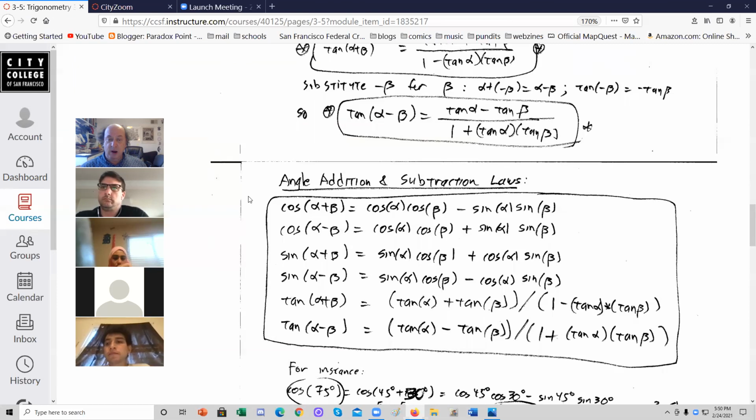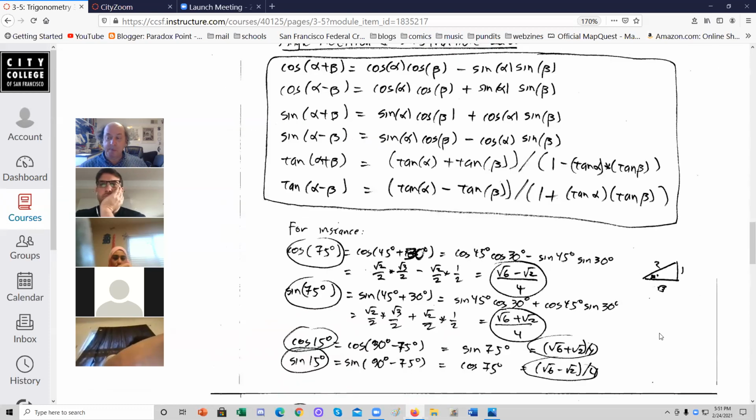So here are the angle addition and subtraction rules. Cosine of a sum is cos cos minus sine sine. Cosine of a difference is cosine cosine plus sine sine. Sine of a sum is sine cosine plus cosine sine. And sine of a difference is sine cosine minus cosine sine. Tangent of a sum is tangent plus tangent over 1 minus tangent tangent. Tangent of a difference is tangent minus tangent over 1 plus tangent tangent.